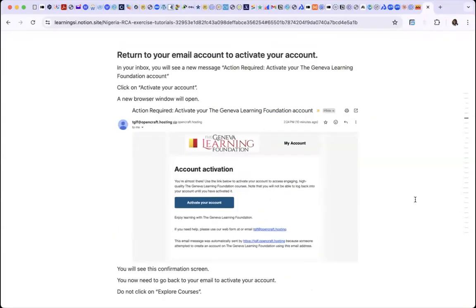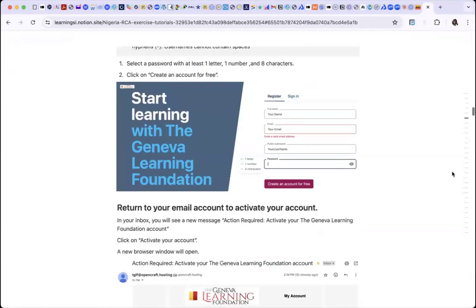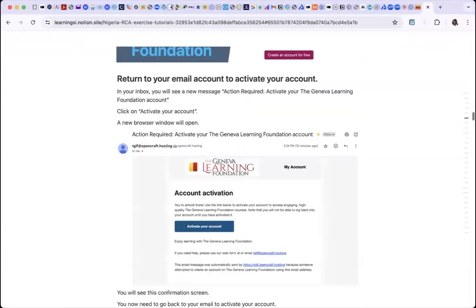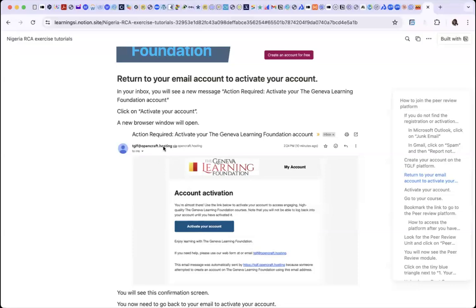Once you do that, you have to return to your email address, because you have to activate your account on the platform. You would have received another email from OpenCraft. There you click on activate account.